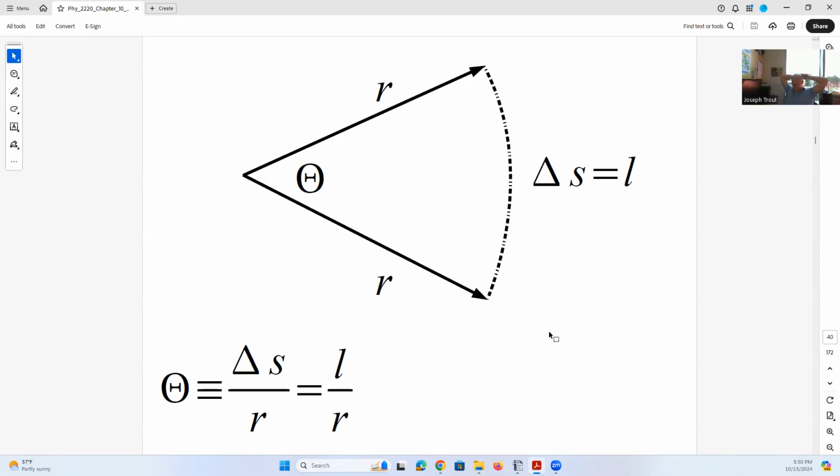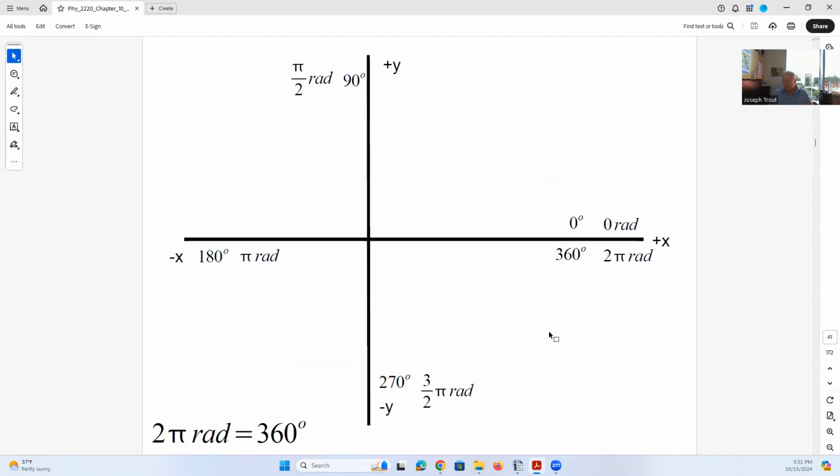We could look at the arc length, and we know that the arc length is equal to r theta. So theta is equal to the arc length over r, and the arc length is the length of that dotted line. If you'd like, you could call the arc length equal to L, and theta becomes L over R. So we want to make theta as small as possible, but this is a good approximation.